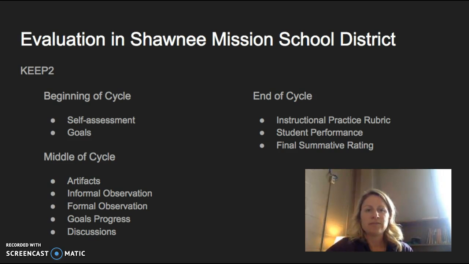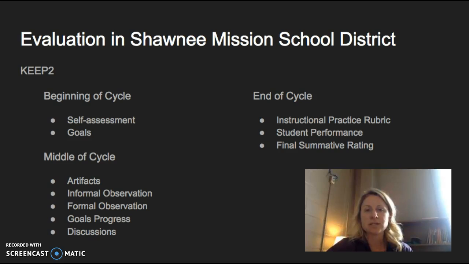In my district, the way evaluation works, we just recently switched for teachers to the KEEP 2, and there are various pieces to this. I do think it is an improved process to what we had before. At the beginning of the cycle, teachers do complete a self-assessment, and then they set up their own goals that they would like to see. Oftentimes they'll do that collaboratively with their evaluator. In the middle of the cycle, they can periodically upload artifacts, which are the evidence of meeting those goals from students, informal and formal observations, monitoring the goal progress, discussions.